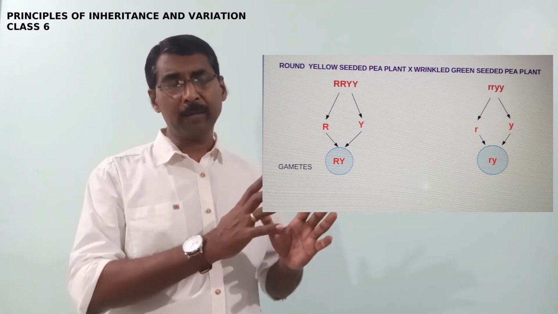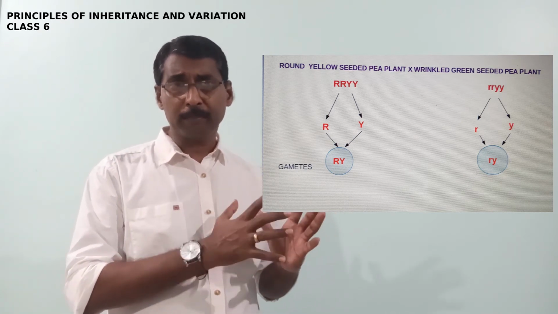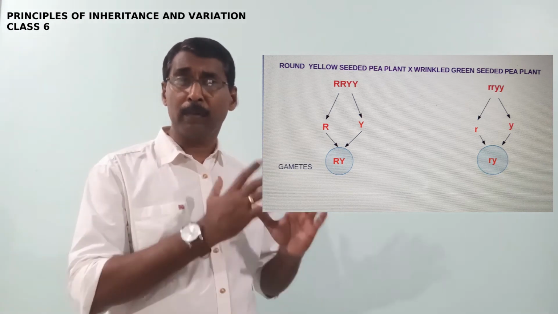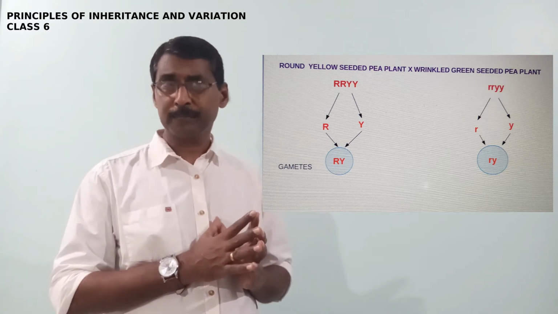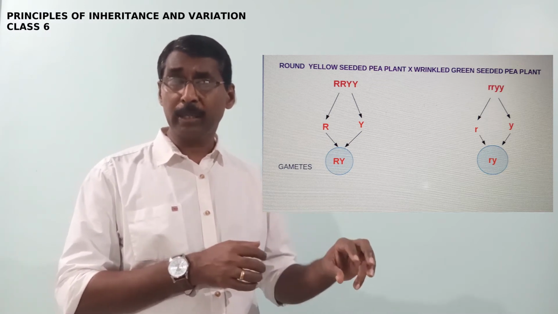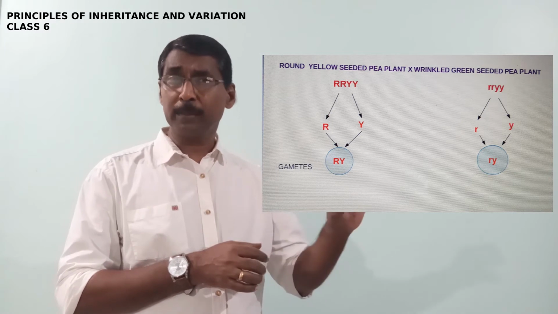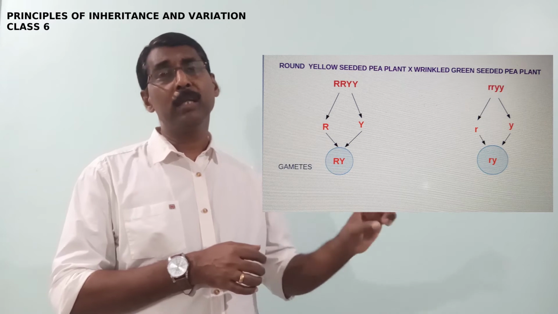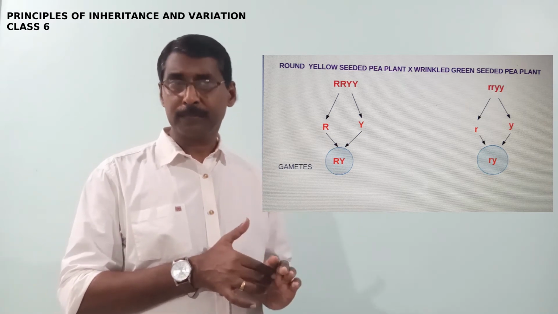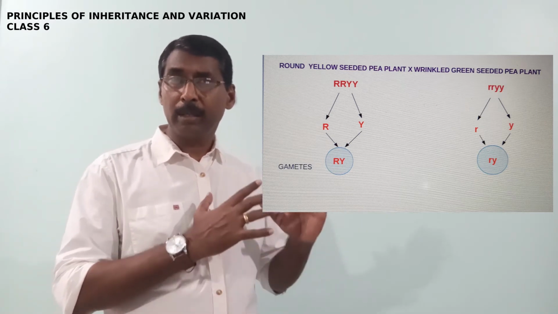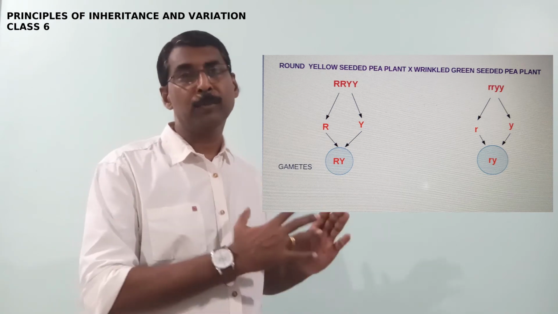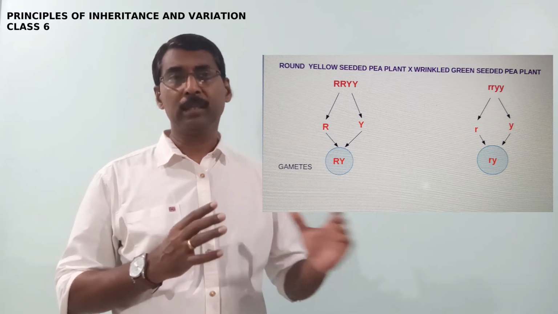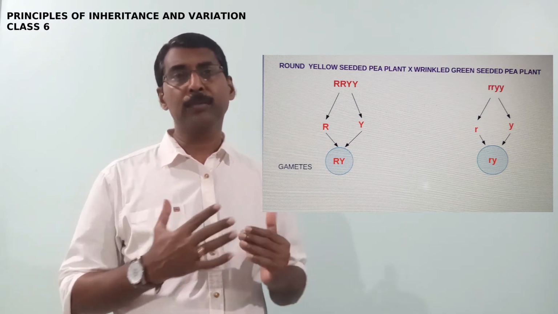And what about the other parent? Here also the same. Suppose the recessive plant is the female and when ova are produced, this ovum should contain one allele for the shape, here it is wrinkled shape, and one allele for color. So the gamete should contain small r, small y. So in this way, the gametes are formed.